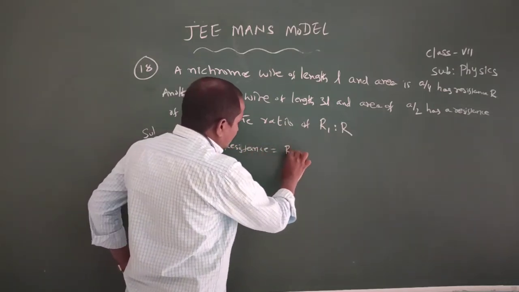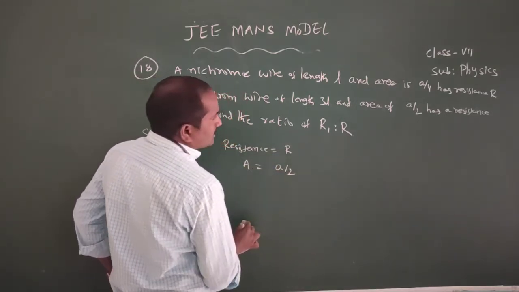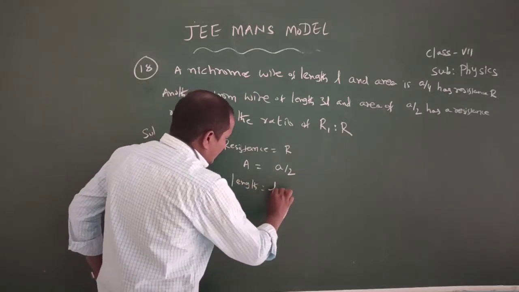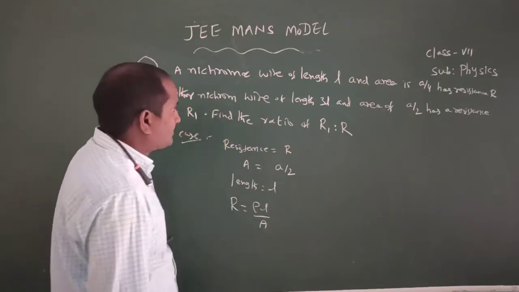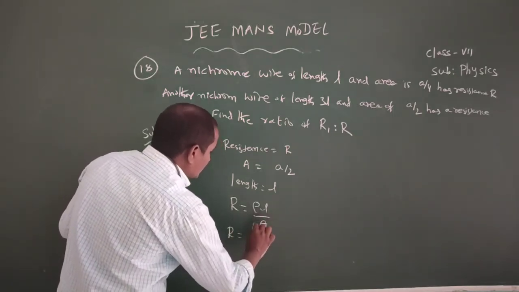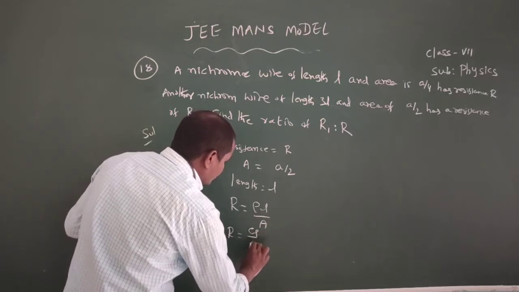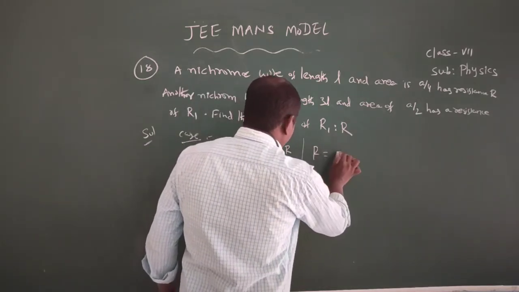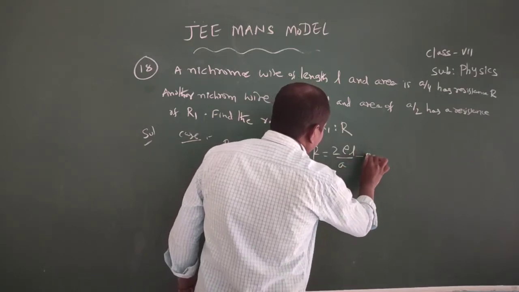Resistance is equal to R, the area is A by 2 and the length is L. So here R equals rho L by A, that is R equals rho L by A by 2, which equals 2 into specific resistance into length by A. It is equation number 1.